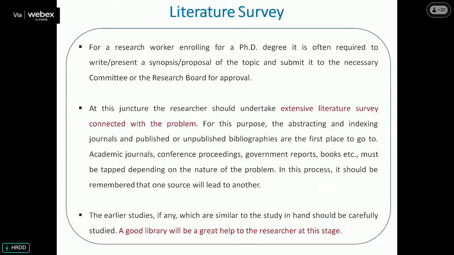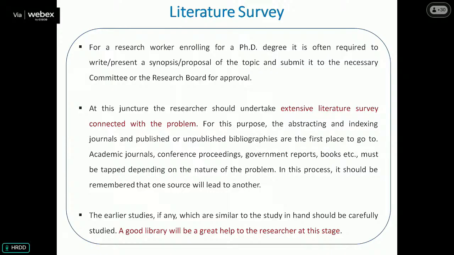So, review of literature. Literature review. So what is a literature review? First is the literature review, and then I will speak about how you can do a literature review. That we will do in the next class. First, in this class, what is a literature review?